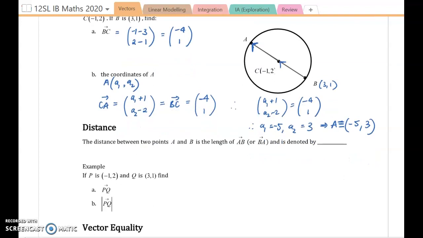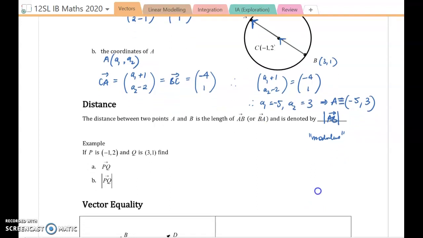The next part is on distance. You know that when we're talking about the distance or the length of a vector, we use the absolute value sign. So here in vectors, it's actually called the modulus. That's like the distance, the length of the vector, the distance between A and B, etc.